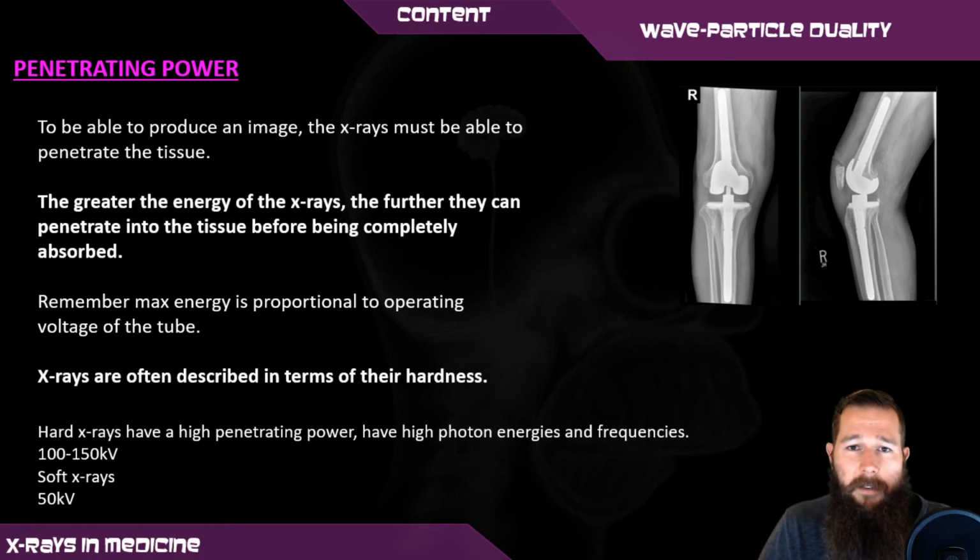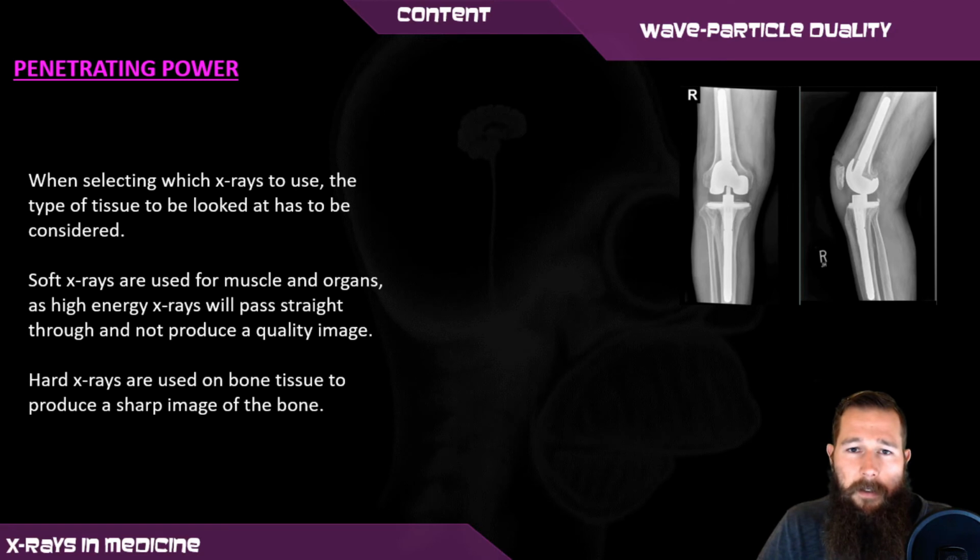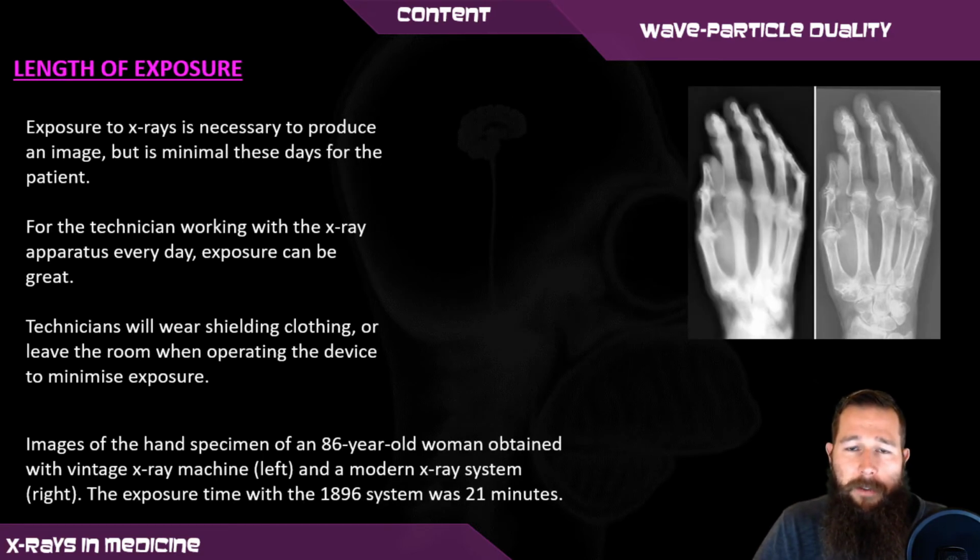Soft X-rays might be used for taking images of muscles and softer tissues, and these X-rays might be in the order of 50 kilovolts. So it's important to select the hardness of the X-ray depending on what you're taking a photo of. If hard X-rays, for example, were used on soft tissues, the X-rays will pass straight through and a satisfactory image will not be produced. Finally, the length of exposure is important when taking an X-ray.